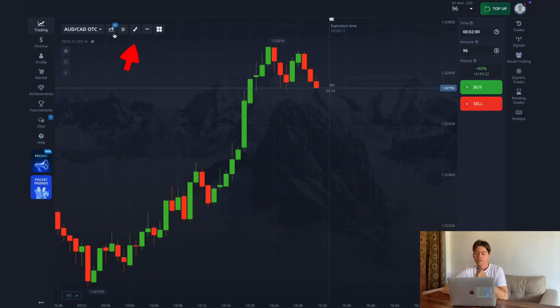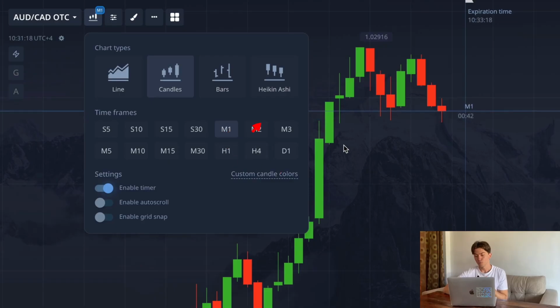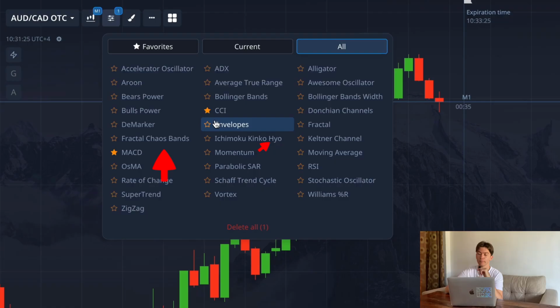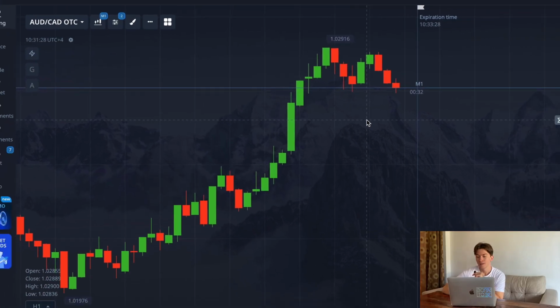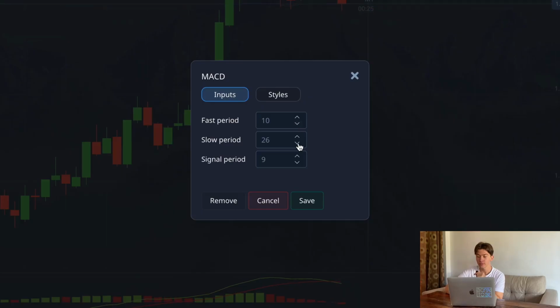Let's get into it. First thing, let's set up the tools. I'm running classic candles, 1 minute time frame. Then go to the indicators and add MACD and CCI. Let's set up MACD first. Fast period is 10, slow period 20, signal period is 5.